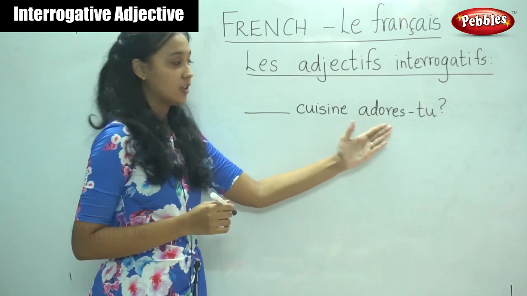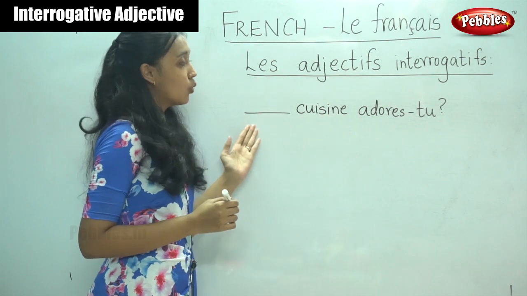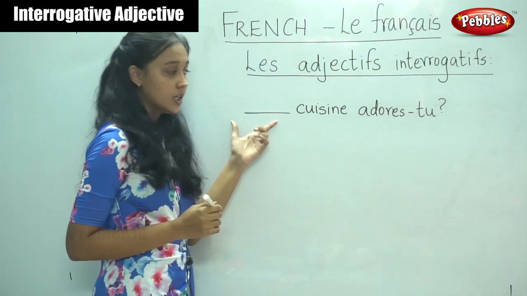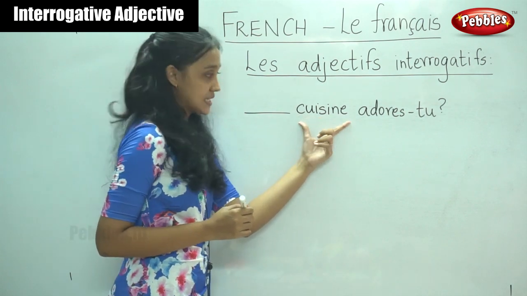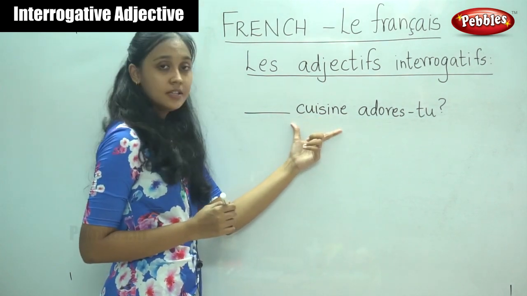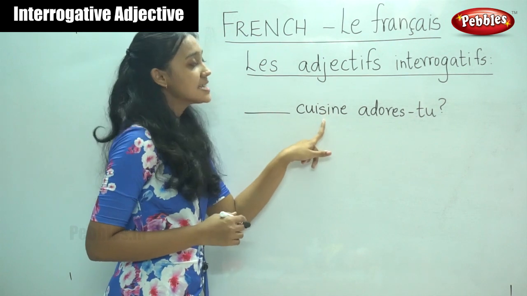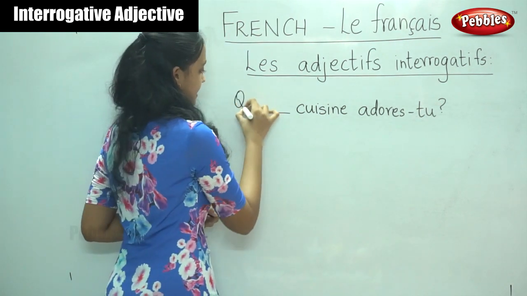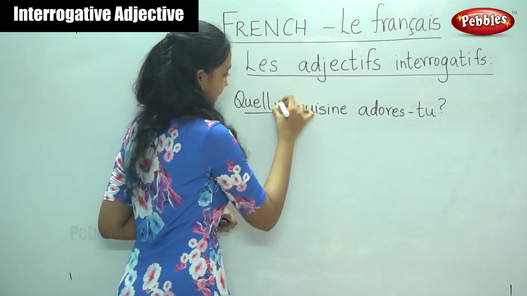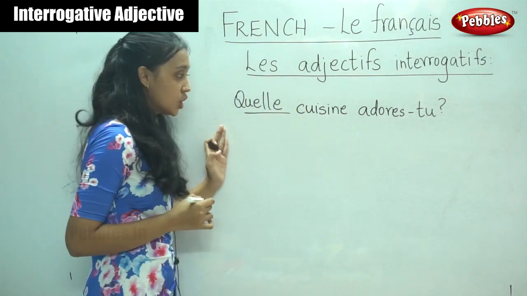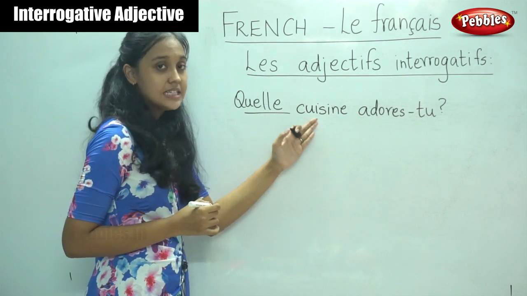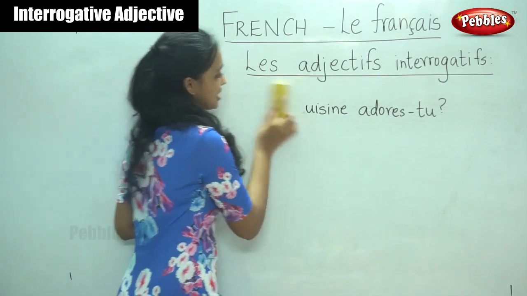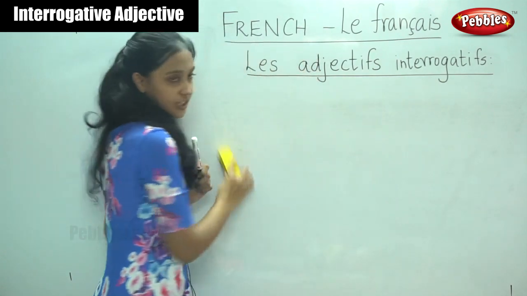Dash cuisine adores-tu. Which cuisine do you like? So, here the noun is cuisine. It is in the feminine singular form. So, what would we write here? Yes, it is quelle. Why did we write quelle? Because it is in the feminine singular form. So, one last sentence to test our knowledge of the interrogative adjective.